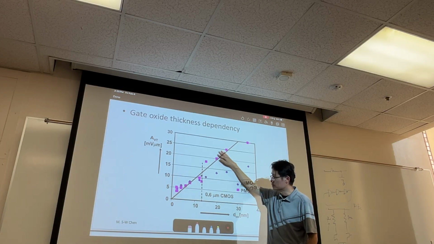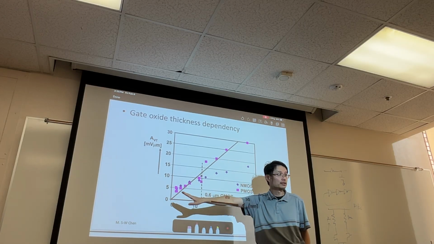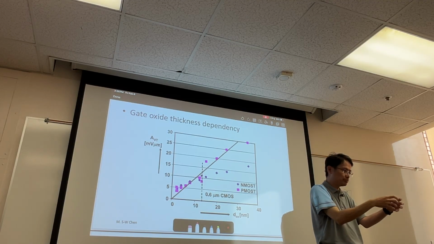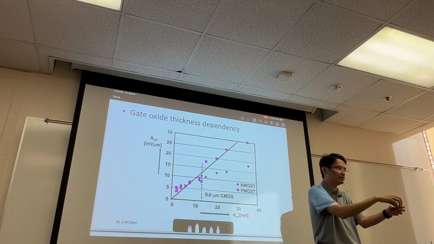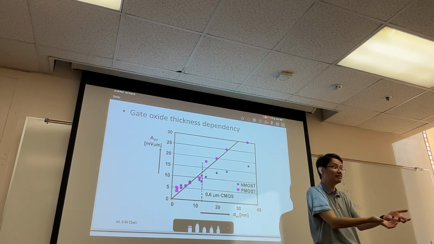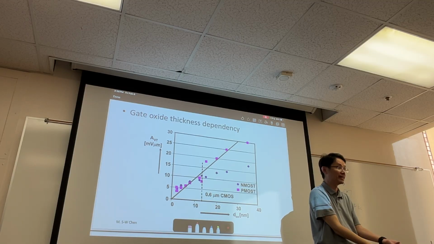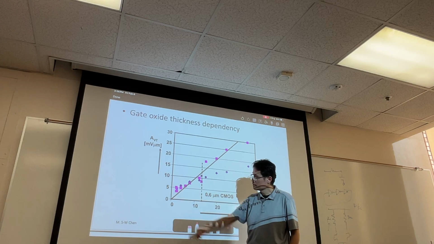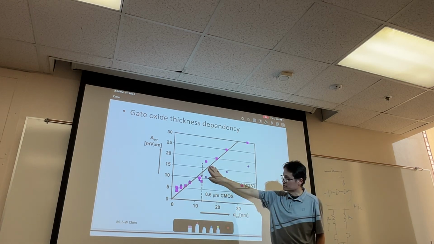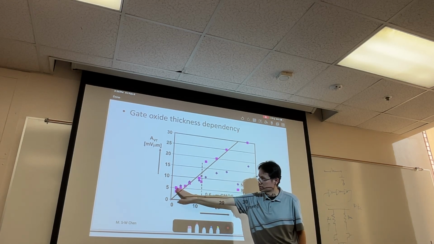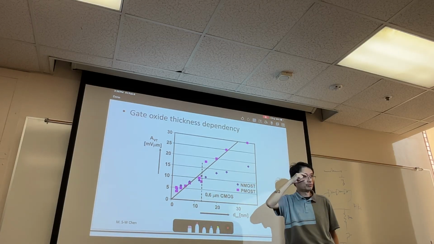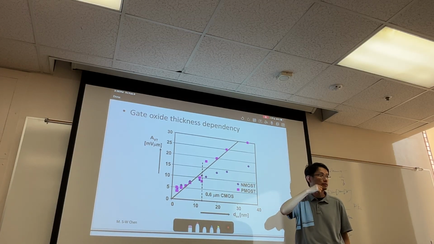So usually when you go to a more advanced node, this will go down. That kind of makes sense, right? The reason they can go down is because they must be able to control their processing steps a bit better. Otherwise, how can you make it so compact, right? But unfortunately, you see they start to plateau a little bit. It's not like it goes down infinitely. So that's one of the trends that we're seeing.